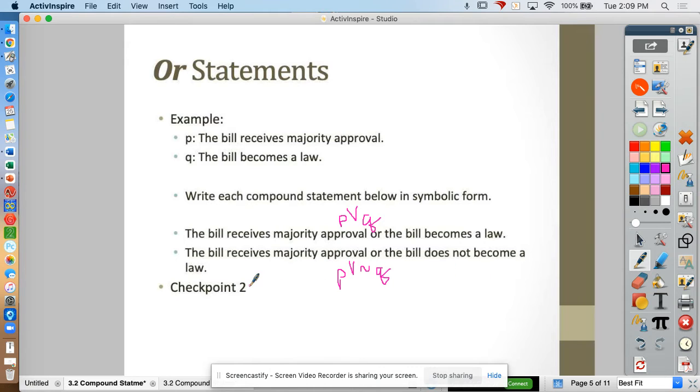All right. So if you want to pause the video and try checkpoint 2, checkpoint 2 is in the middle of page 113, and then you can come back. All right, so when you come back here, it says you graduate or you satisfy the math requirements. So you graduate is P, or you satisfy the math requirements. B part says you satisfy the math requirements, so that one's Q, or you do not graduate. So a tilde and a P. All right, so there's your checkpoint 2s with the or disjunction.